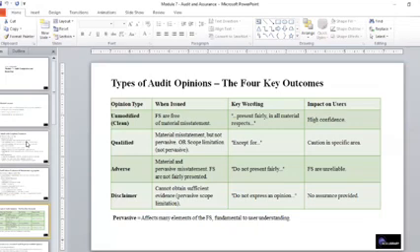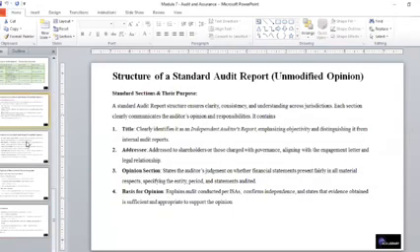So from this, we will see that an unmodified or clean audit opinion is one without any form of doubt. It provides high confidence to the users of the information. You have the structure of standard audit reports, and a standard audit report structure ensures clarity, consistency, and understanding across jurisdictions, and each section clearly communicates the auditor's opinion and responsibilities.